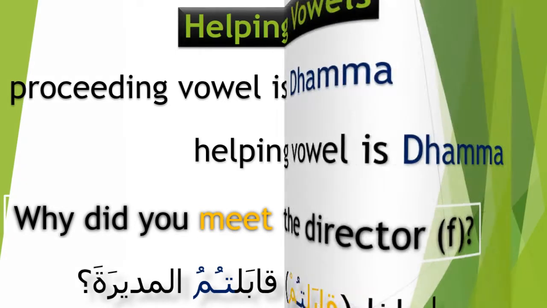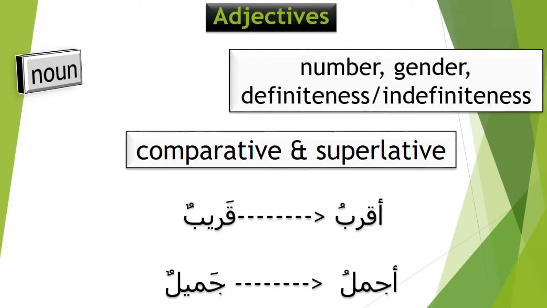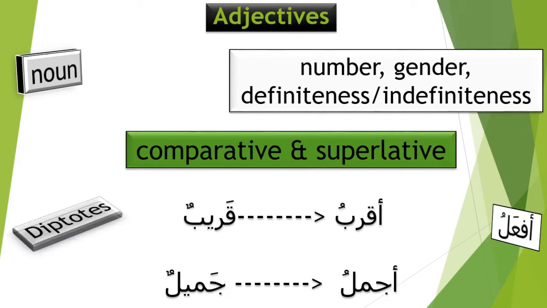Adjectives. We learned earlier that adjectives in Arabic are usually placed after the noun they modify, and therefore they agree in terms of number, gender, definiteness and indefiniteness, and case with that noun. The comparative and superlative degrees of the adjectives are formulated following the pattern أفعل. They should be treated as diptotes, which means nominative and accusative marker for genitive case. Therefore, قريب becomes أقرب and جميل becomes أجمل.